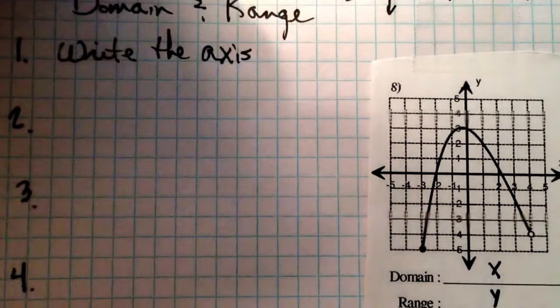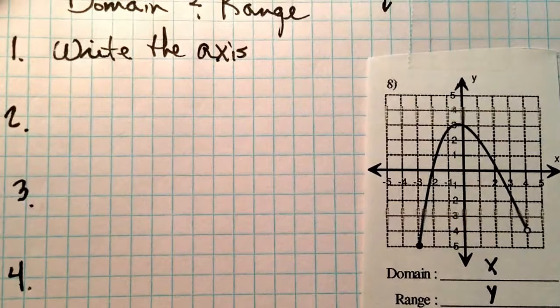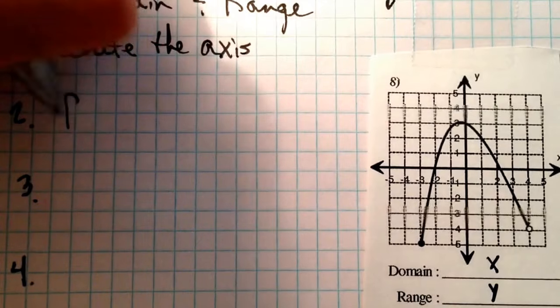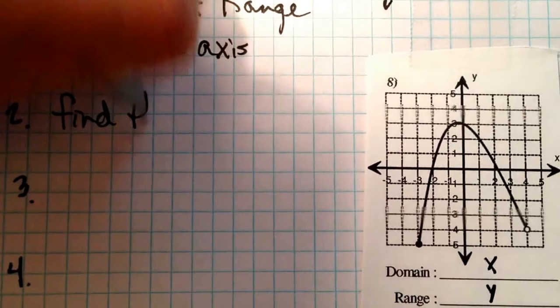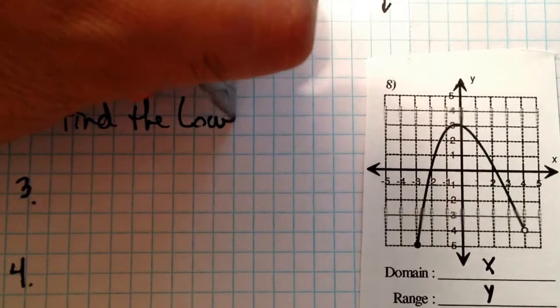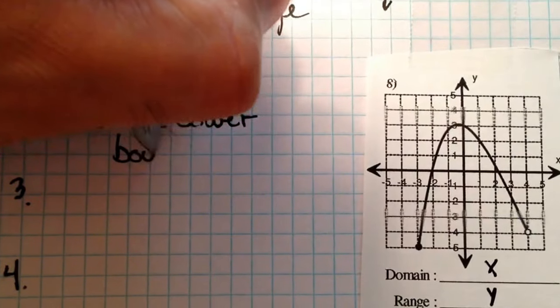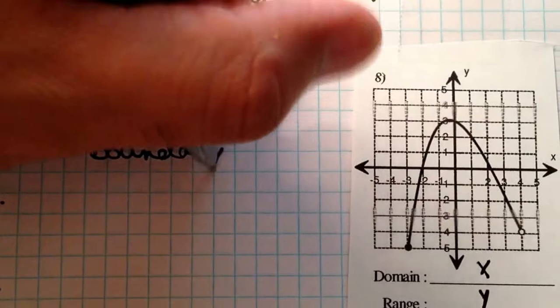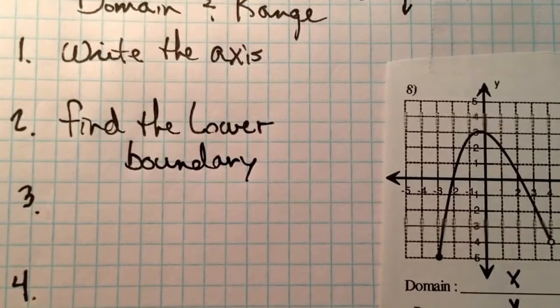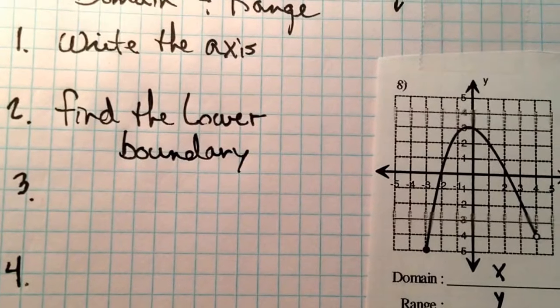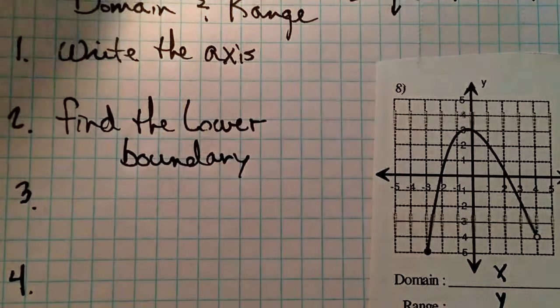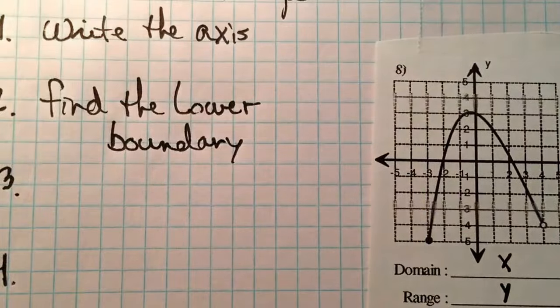Next, the second step is going to be find the lower boundary. So when we find the lower boundary, we're going to work on the x-axis first. So when we work on the x-axis, and I'm going to use a green card here, we're going to find the least value. There it is. That least value is -3. I'm going to write that down.